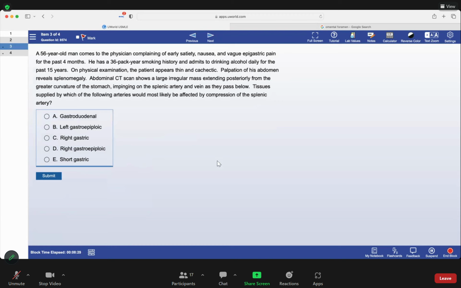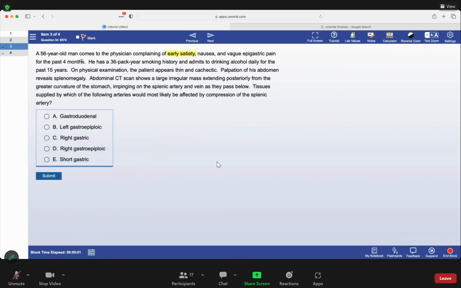Right, let's see what's happening here. A 56-year-old man comes to the physician complaining of early satiety. I think we mentioned this earlier, but again, anytime you read a question and you see early satiety, that means something is not right in the stomach. Okay, it's mostly stomach cancer or gastric cancer, or there is a mass that's compressing the stomach. So when you see that line, you should know some pathology involving the stomach.